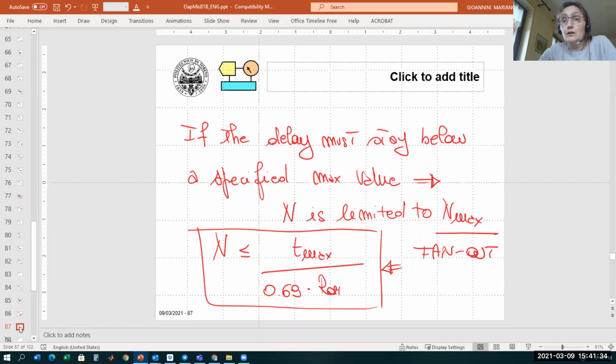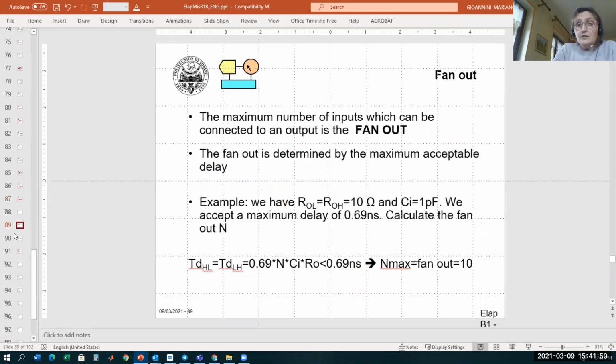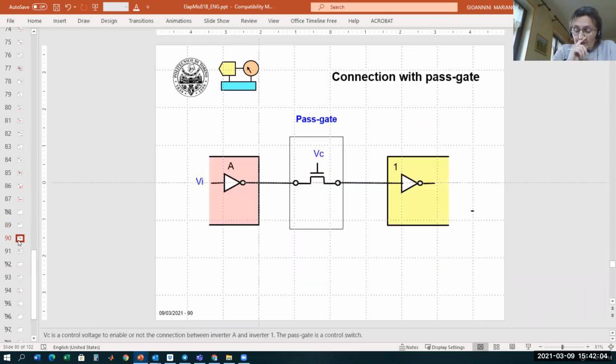A student is asking, is this the fan-out? Yes, it is. So we learned that the fan-out, the maximum number of gates that I can connect, is determined by the requirement of the speed. And indeed, here you have the definition of the fan-out. Then, given this, you must be careful. So this concludes the definition of fan-out.